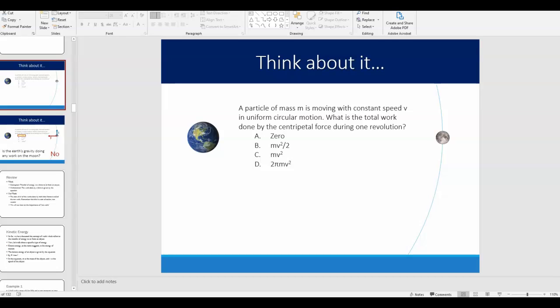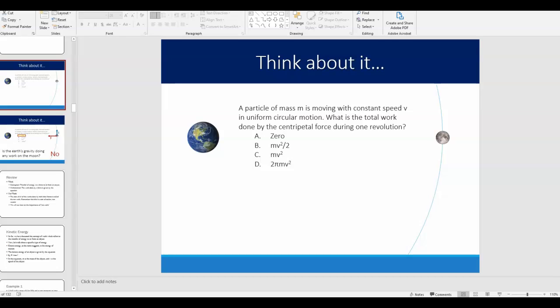Okay, so in this video, we're going to talk about kinetic energy and the work-energy theorem. Before we do that, I want to take a look at this question. And you had a similar question posed on your worksheet. But basically, this question says, a particle of mass m is moving with constant speed v in uniform circular motion. What is the total work done by the centripetal force during one revolution?